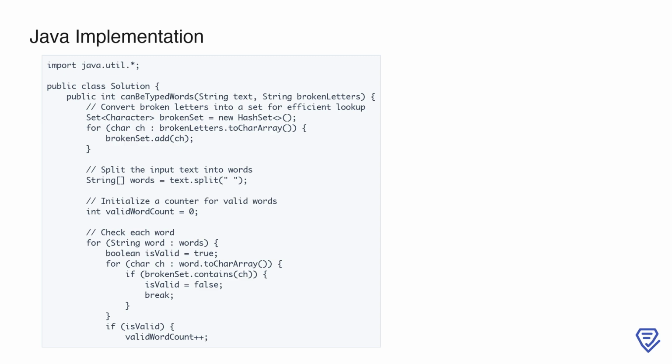Next, we split the input text into an array of words using the split method, where each word is separated by a space. We then initialize a counter, valid_word_count, to track the number of words that can be typed. After this, we enter a loop to iterate over each word in the array. Inside this loop, we assume initially that the word is valid by setting a Boolean flag, isValid, to true. For each character in the current word, we check if the character exists in the broken_set. If it does, the word is invalid, so we set isValid to false and break out of the loop to stop further checks for that word.